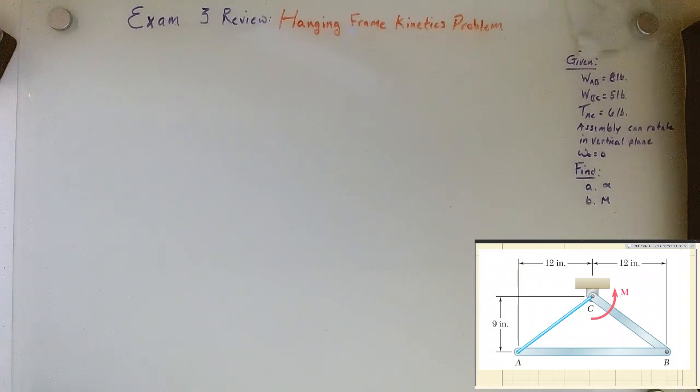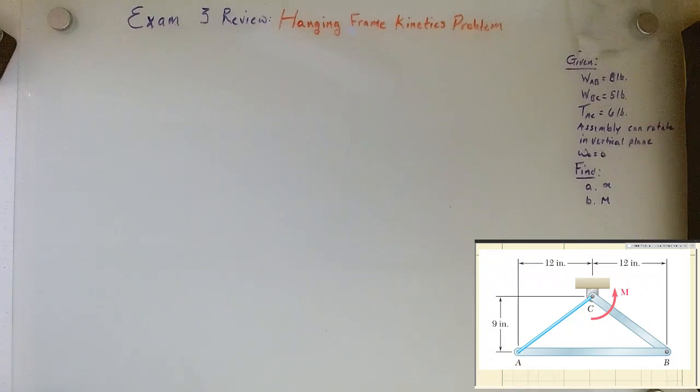So in this problem we have a hanging frame, as you can see in the lower right, and we are told that the members A, B, and BC are slender rods. The weight of AB is given as 8 pounds, weight of BC is 5 pounds. We're told that there is 6 pounds of tension in cord AC, that the frame itself is hanging and it can rotate about point C.